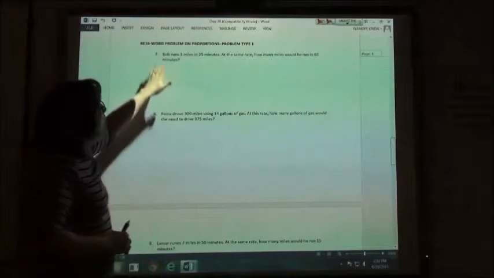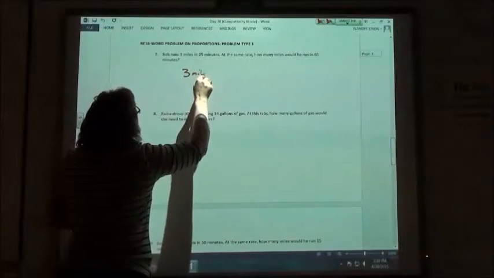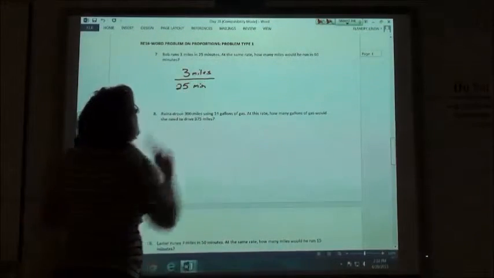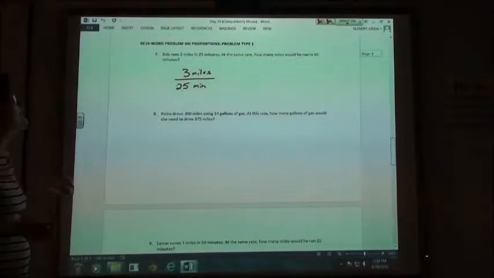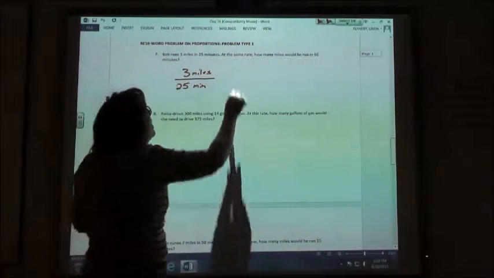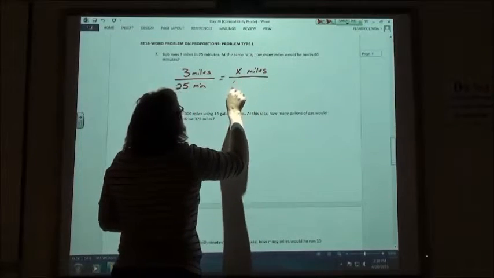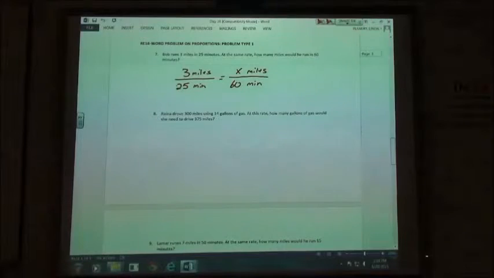It's going to give you a rate. Bob runs 3 miles in 25 minutes. That's my rate. At the same rate, how many miles would he run in 60 minutes? I want to make sure my miles are on top and my minutes are on the bottom. How many miles in 60 minutes? I put the labels there just so you could see how everything has to line up.